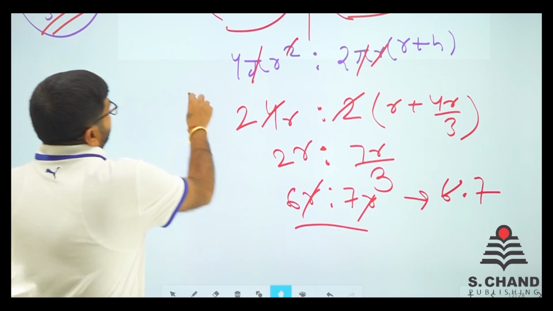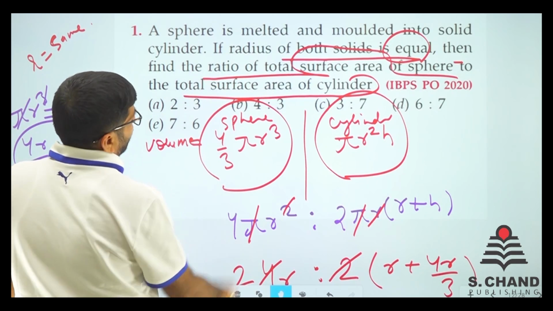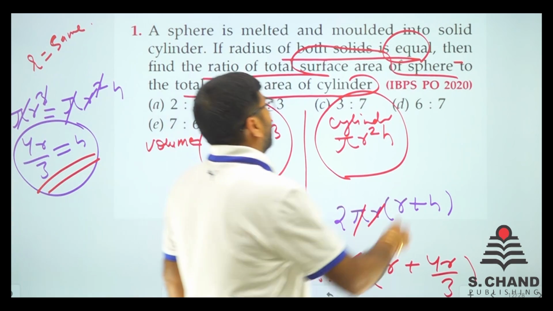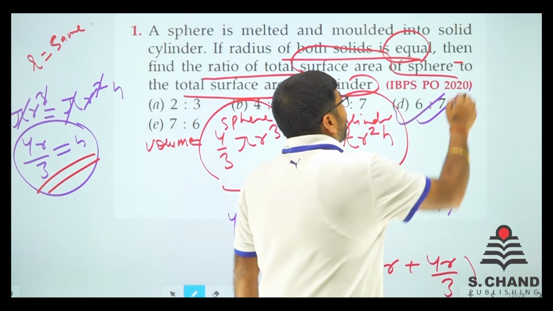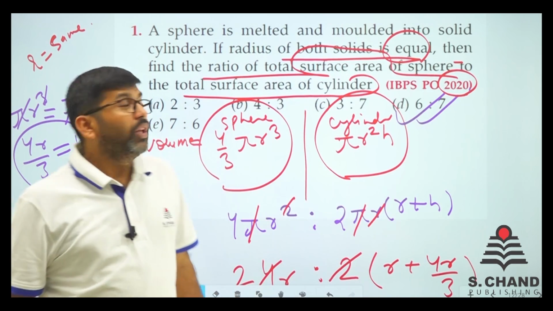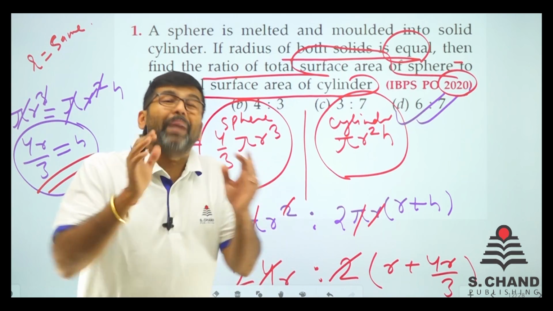Is there anything called 6 ratio 7? Yes, we have. We have option number D. So that was asked very recently in IBPS PO. So these questions also come in bank exams.